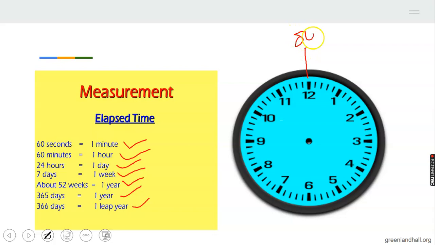So we want to check. See, from 12 to 1, there are 4 small lines in between. Then we have 1. Another 4 small lines. Then we have 2. Another 4 small lines, we have 3. Another 4 small lines, we have 4. You see them? 5, 6, 7, 8. 4 lines in between. 9, 10, 11, then this is 12.